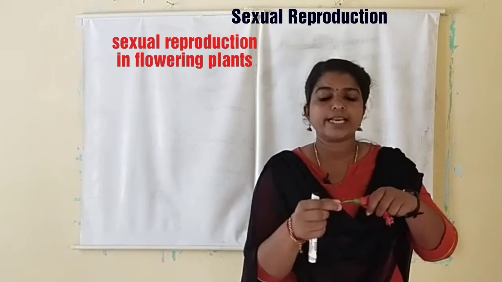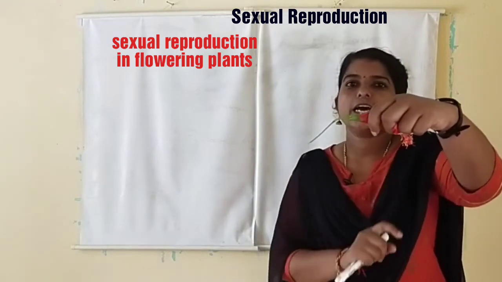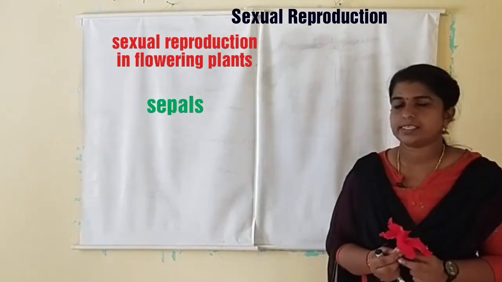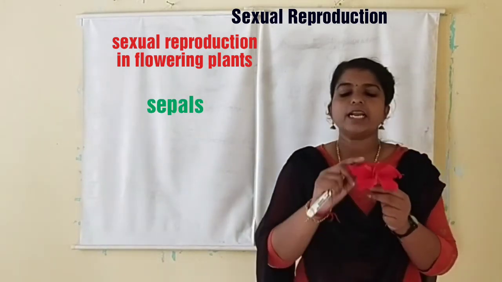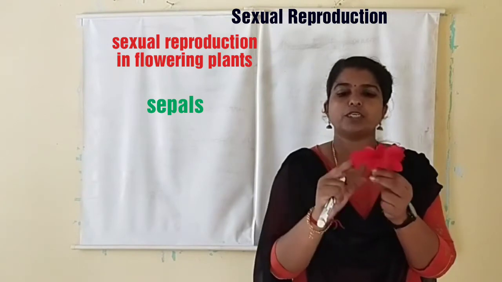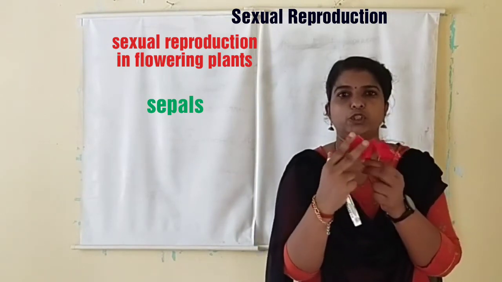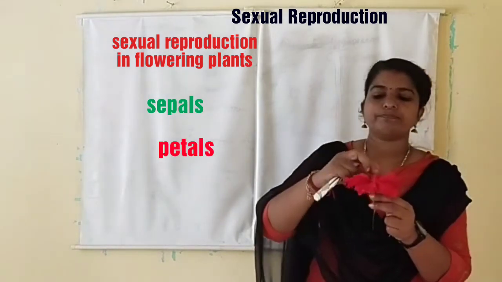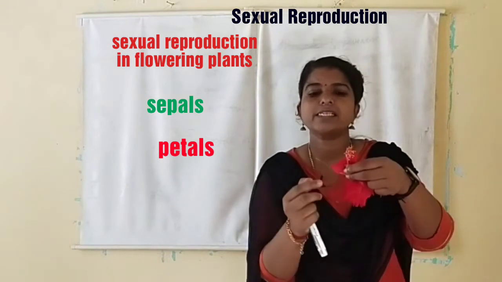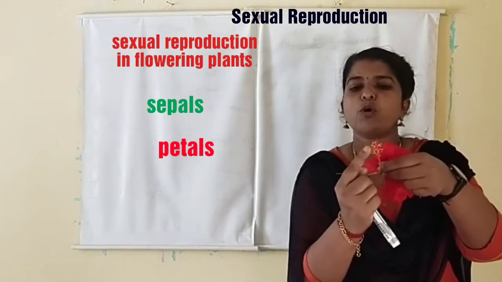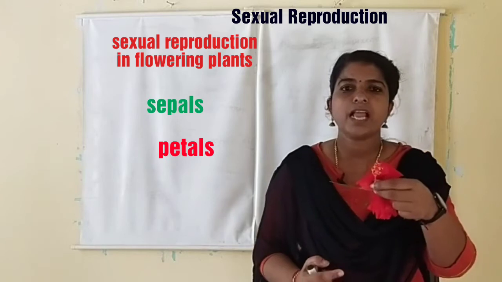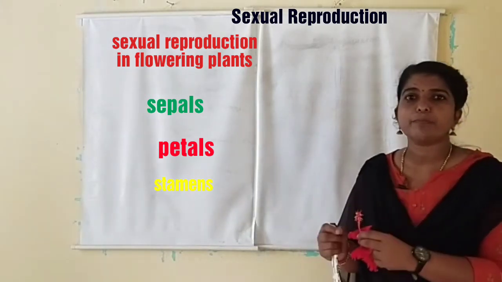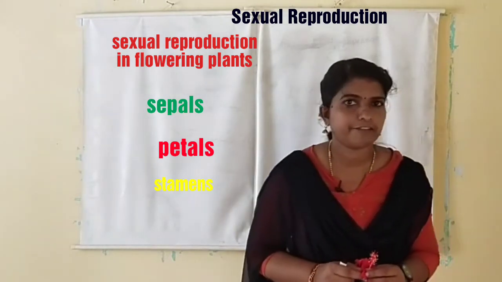The first part you can see is this green colored part. What is it called? These are the sepals. And now you can see a colorful part also. These colorful structures are known as the petals. Now, another one you can see is these small yellow structures. These are the stamens. That is the male reproductive part of the flower.